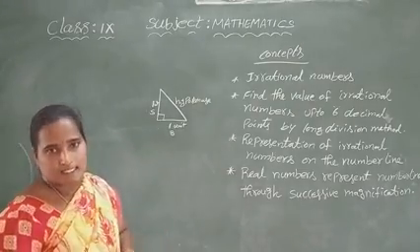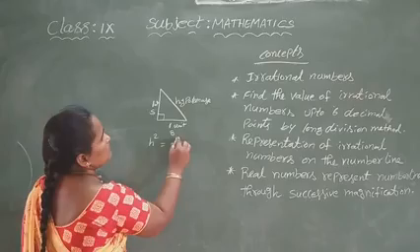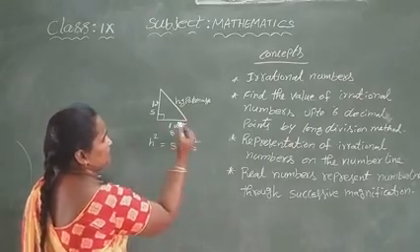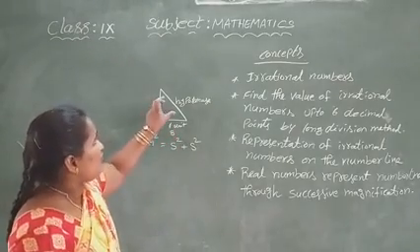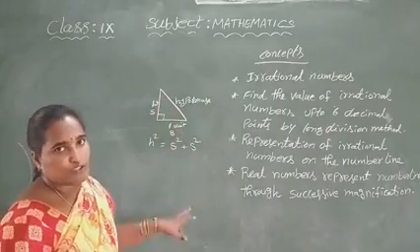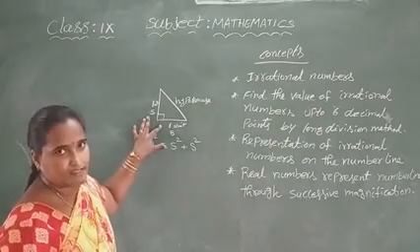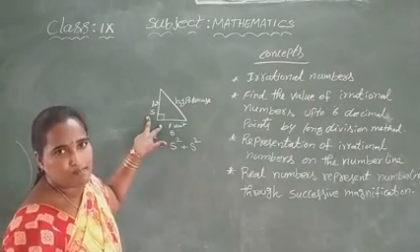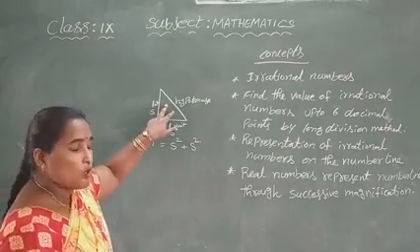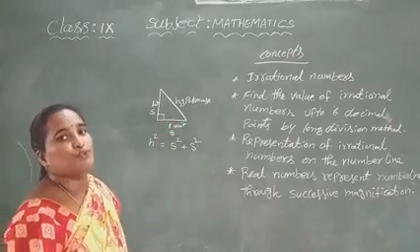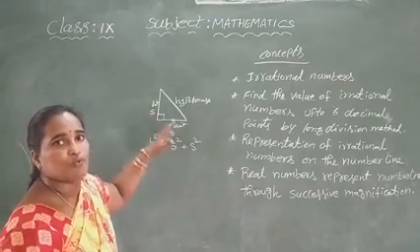Using the Pythagoras theorem, hypotenuse square is equal to side square plus side square. That means in the Pythagoras theorem, the square of the hypotenuse is equal to the sum of the squares of the other two sides. That is the Pythagoras theorem statement. The statement of the Pythagoras theorem is: hypotenuse square is equal to the sum of the squares of the other two sides.